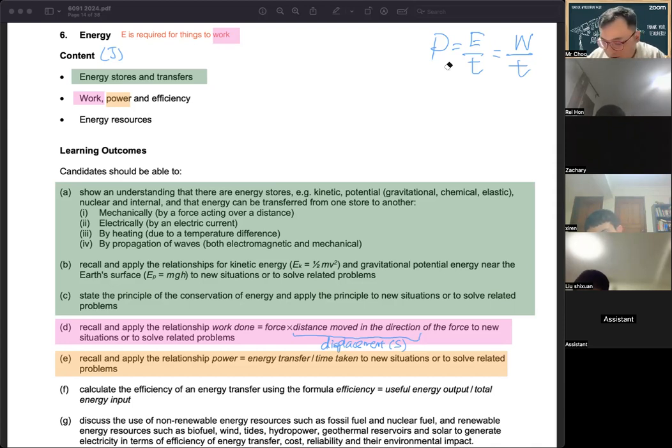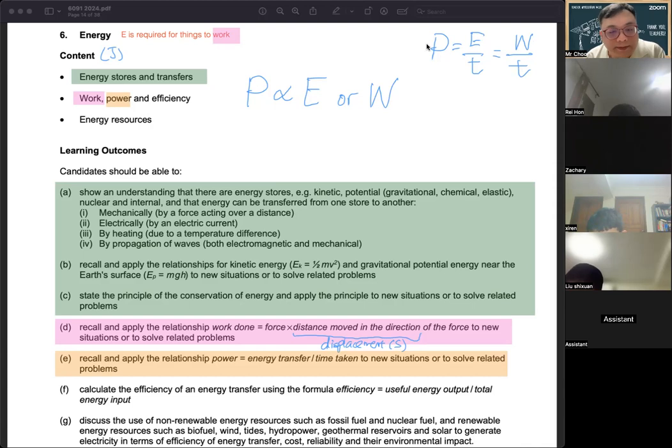So, are you convinced that power is proportional to energy or work done? You have more power if you use up more energy or do more work. Are you convinced about that? Okay, that's what the formula here tells you. As your E increases, your P will increase. Or as your W increases, your P will increase.